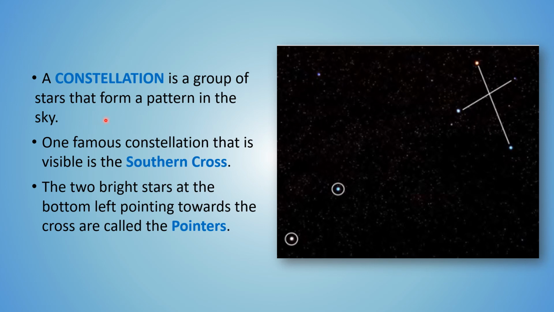Now, let's look at the definition of a constellation. A constellation is a group of stars that form a pattern in the sky. You can see that these 4 stars form the pattern of a cross. This is a very famous constellation, visible in the southern hemisphere, and it's called the Southern Cross. The two bright stars at the bottom left of this constellation, pointing towards the cross, are called the two pointers.